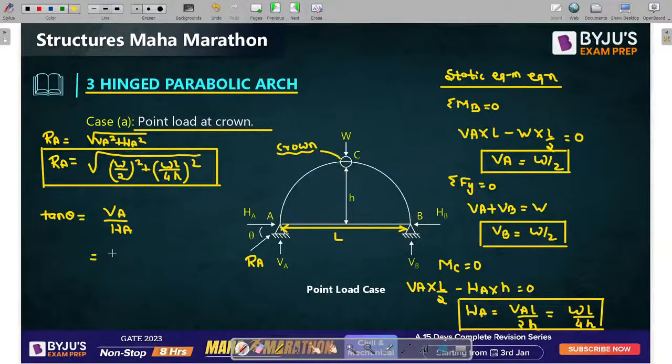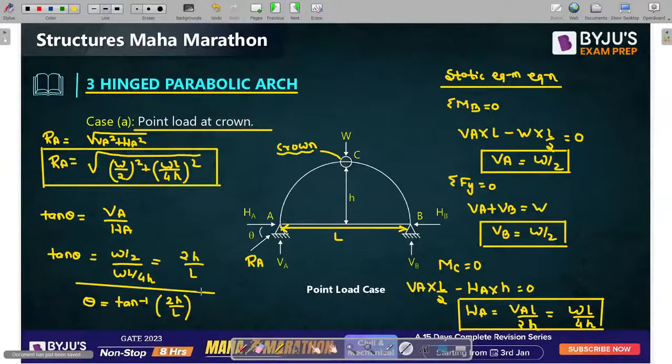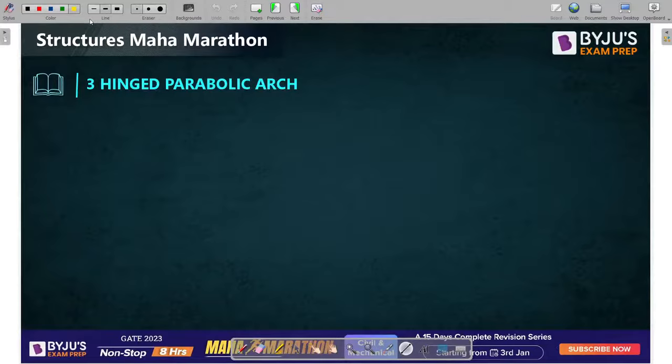So VA is equal to W by 2, and HA is equal to WL by 4H. So this value will be 2H by L, and that is our tan theta value. So theta is equal to how much? Theta is equal to tan inverse of 2H by L, and this is our angle of inclination of the resultant reaction with respect to the horizontal. In this way, we can calculate this. Clear? Very easy, right? Okay. Now let's understand, guys, how we can find out.